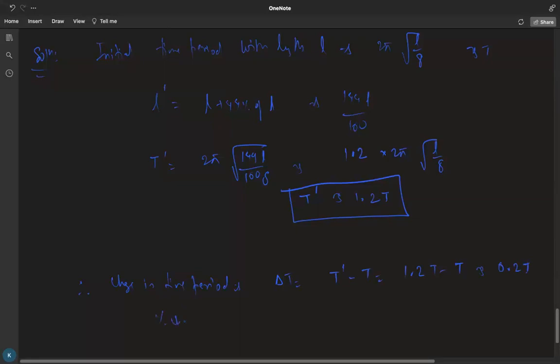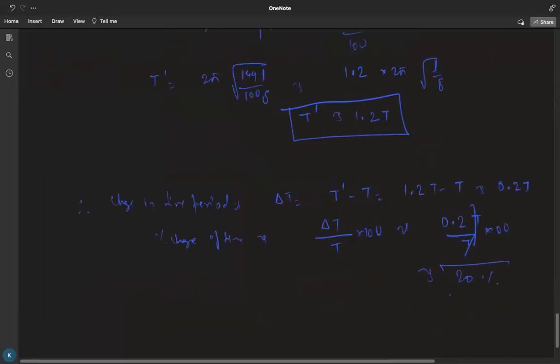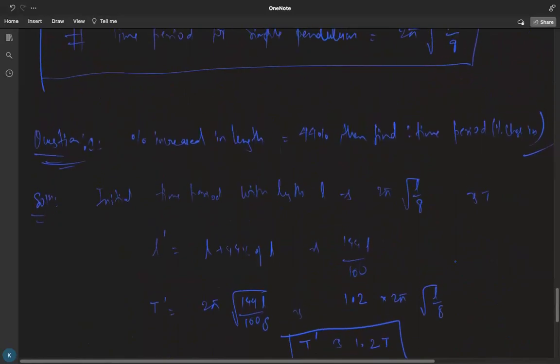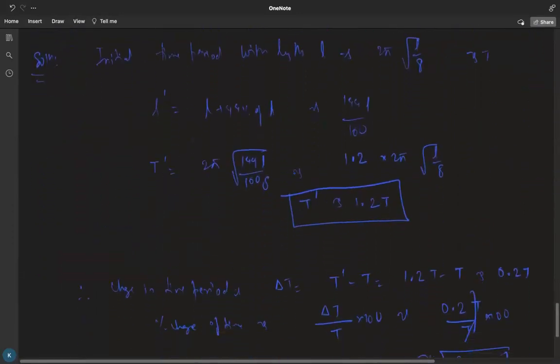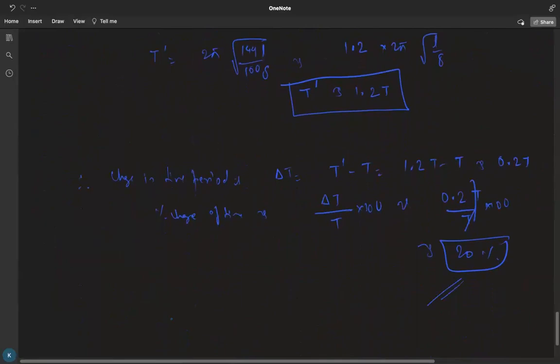Now the percentage change in time period will be delta T by T into 100. So 0.2 T by T into 100 will be 20%. So if you increase the length of the simple pendulum by 44%, its time period is increased by 20%. That means as you increase the length, its time period increases.